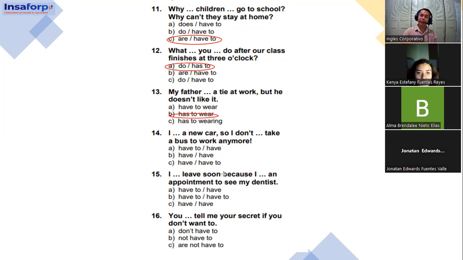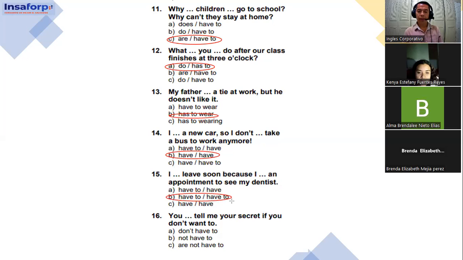Okay, now we come back. Ahora sí, regresamos entonces al listado. Brenda Lee, please. Number 14. A, B, or C? Letter B. Okay, thank you. Let me see. Brenda? Number 15, Brenda? Letter B.